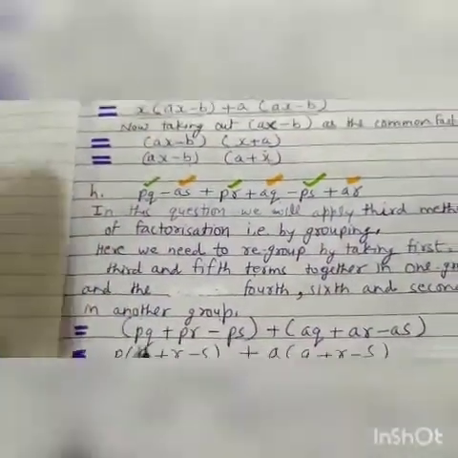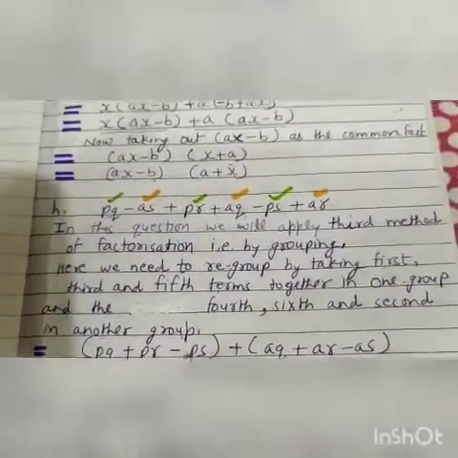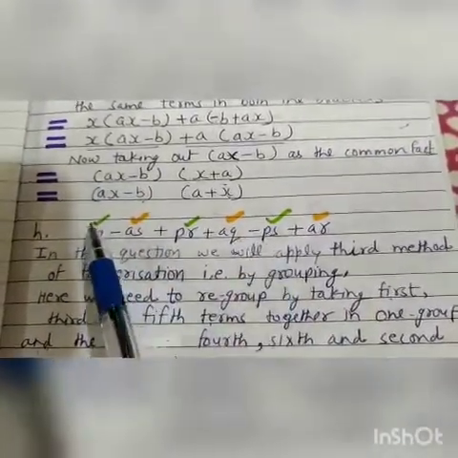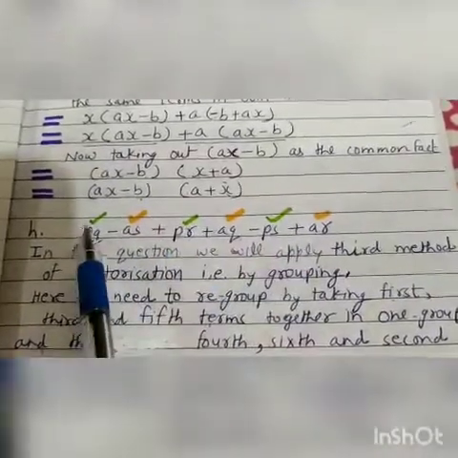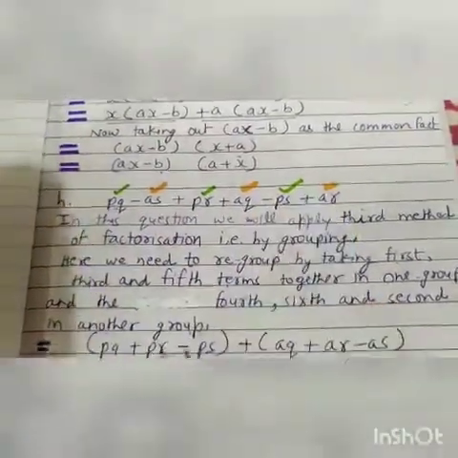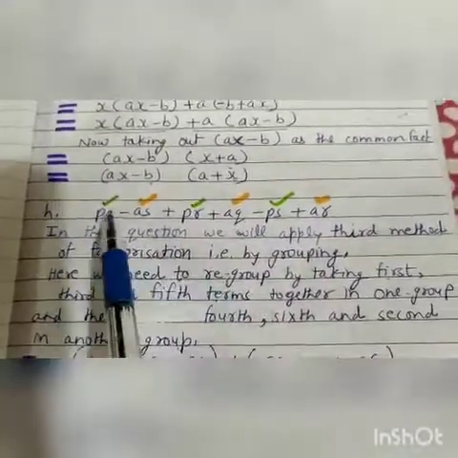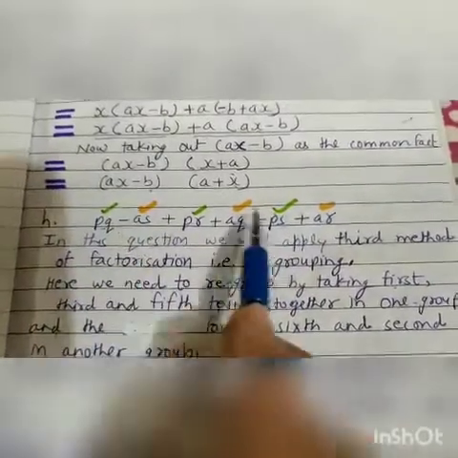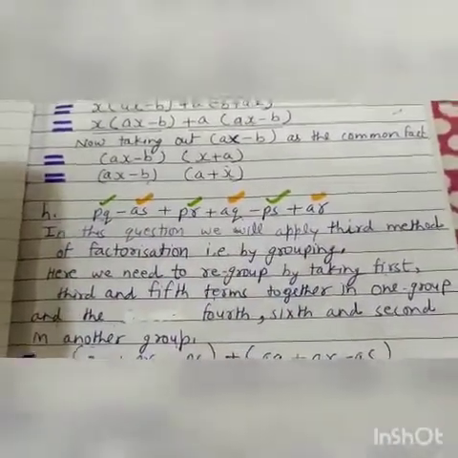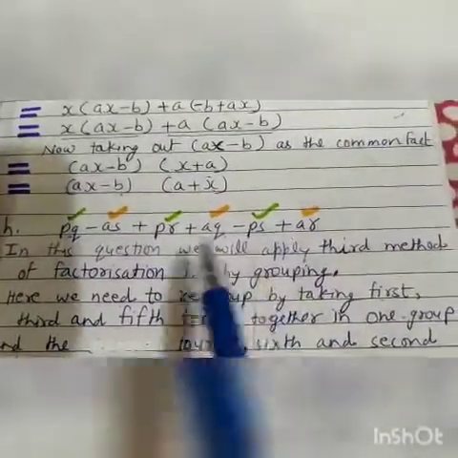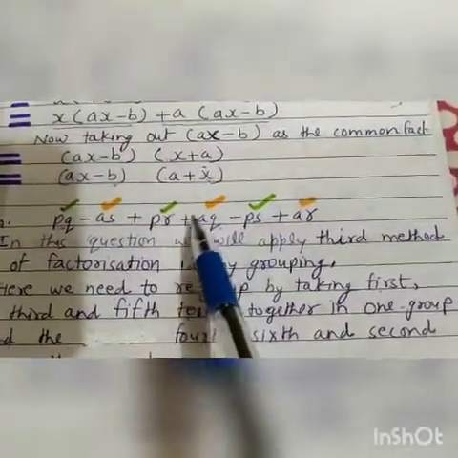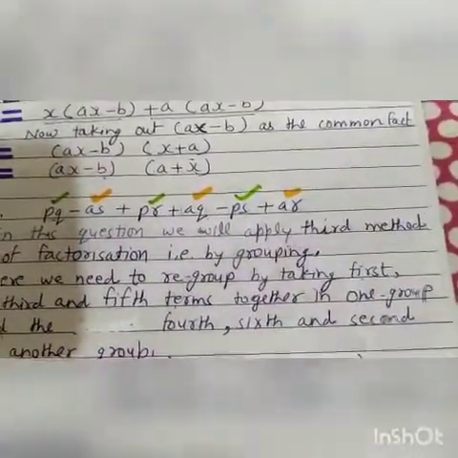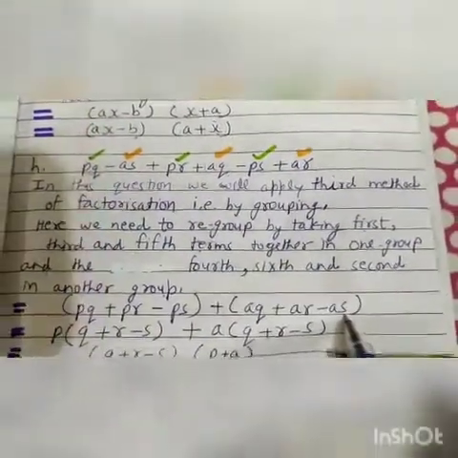So first we will write this algebraic expression by regrouping. First we will write PQ plus PR minus PS. I have marked these three terms with green color and the other three terms with orange color. All signs are from here; we have not put any sign from our side. Then plus AQ, we have put this plus here, then plus AR, then minus AS in the second bracket.